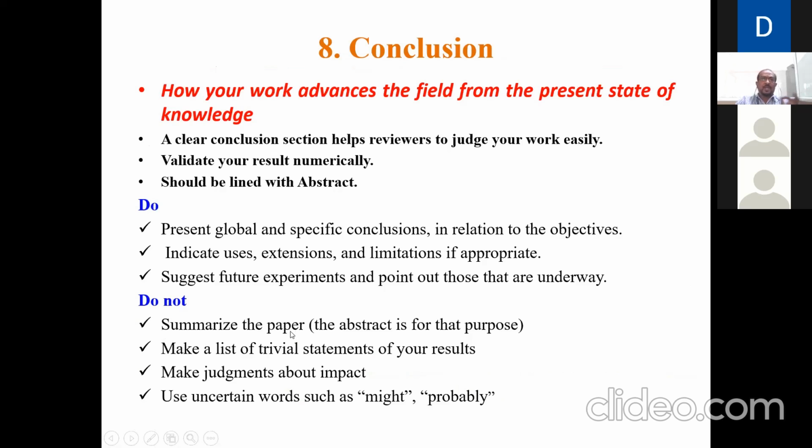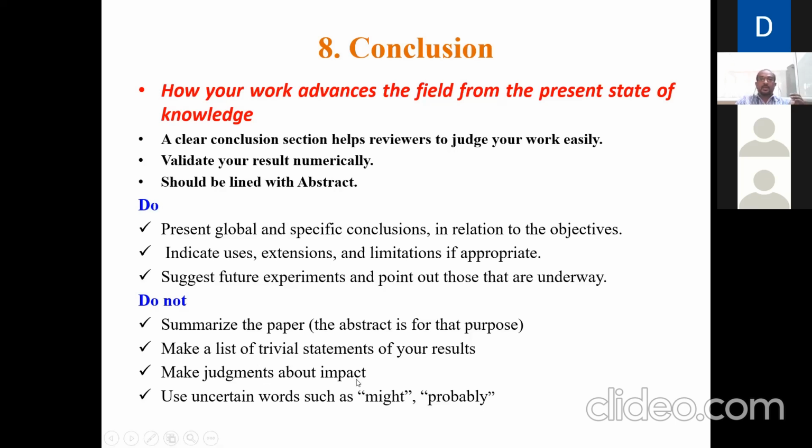Don't summarize the paper. The conclusion is not a place to summarize your paper. That we have done in the abstract. That is the purpose of the abstract. Don't make a list of trivial statements of your result. If your result is correct, finally, you should be very confident with your result.